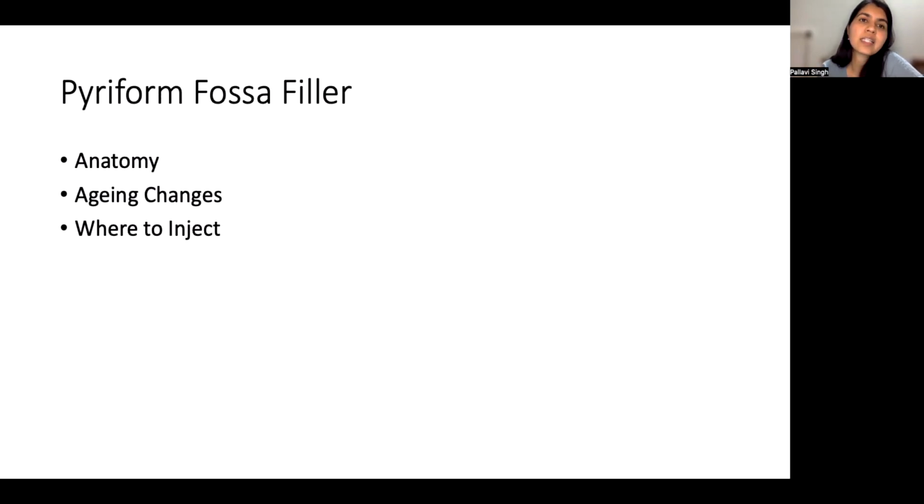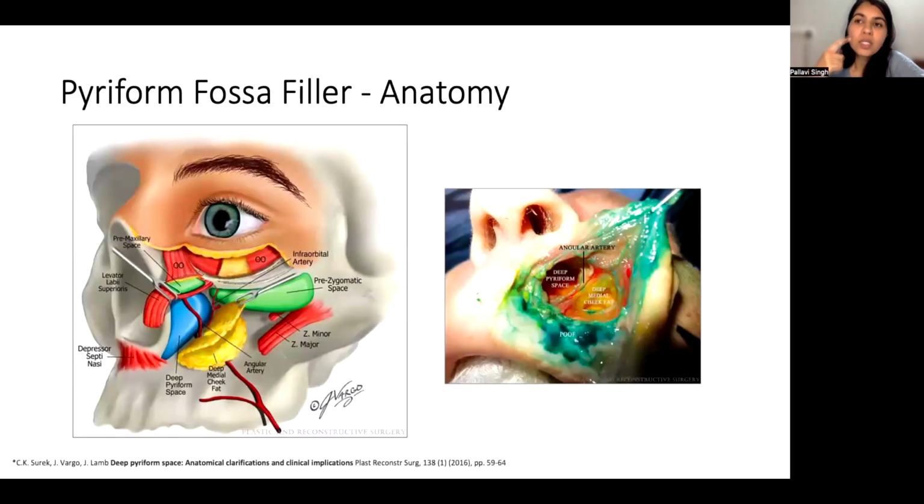The last area that I'd like to talk about is the piriform fossa. Again, one of my favorite areas to fill, because I feel like it gives you the biggest bang for your buck, so to say. Now, what is the piriform fossa? It's this fossa over here. It is at the base of the ala of the nose. Medially, you have the levator labii superioris, and laterally, you have the deep medial cheek fat, enclosing this area.